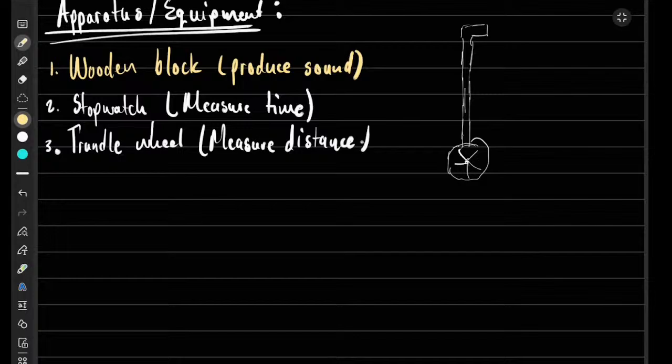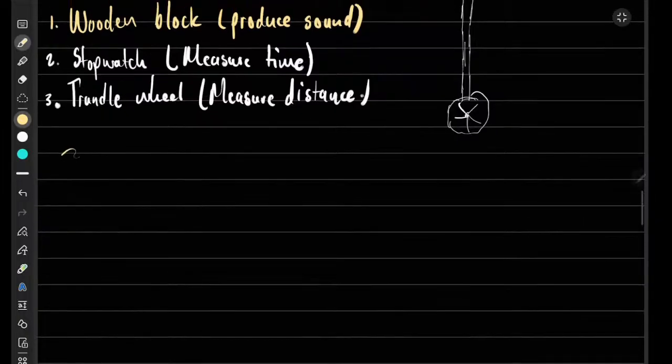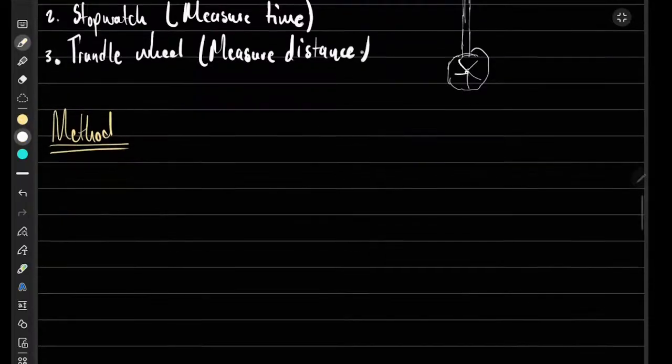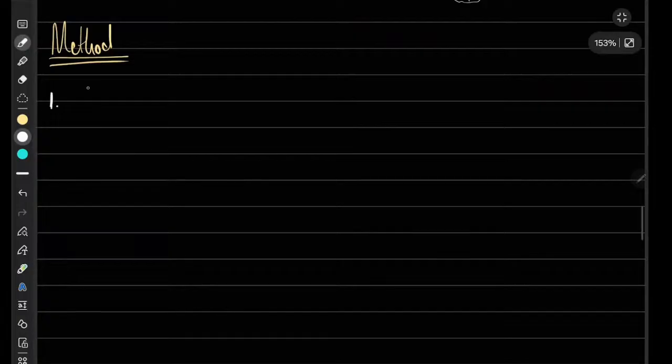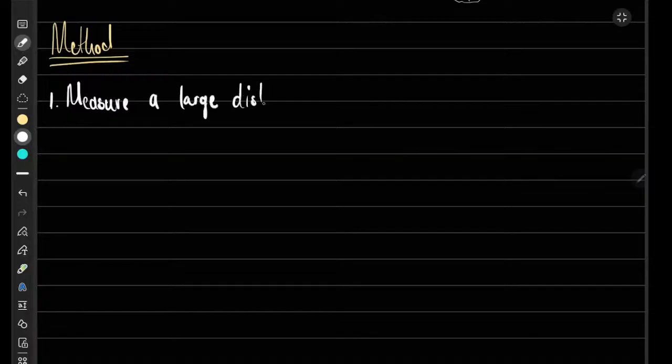Let's now write about the method, so that you know how we are going to try to find the speed of sound in air. Number one, don't measure a small distance. Measure a large distance, not too big, about 100 meters. This is the method.